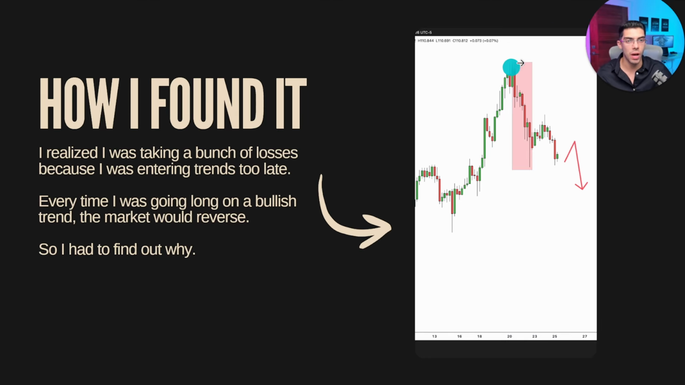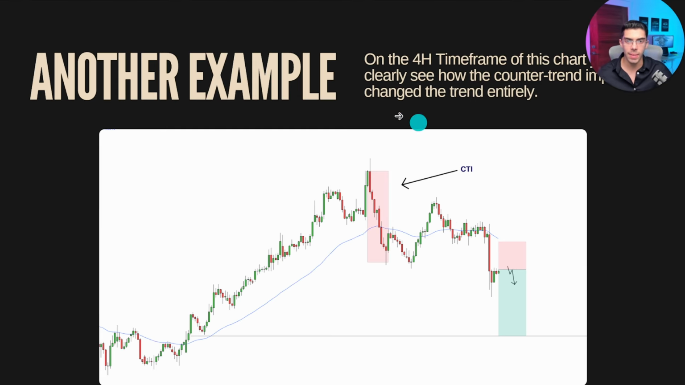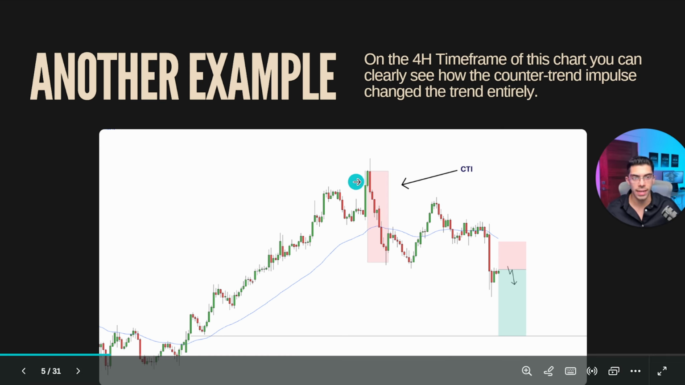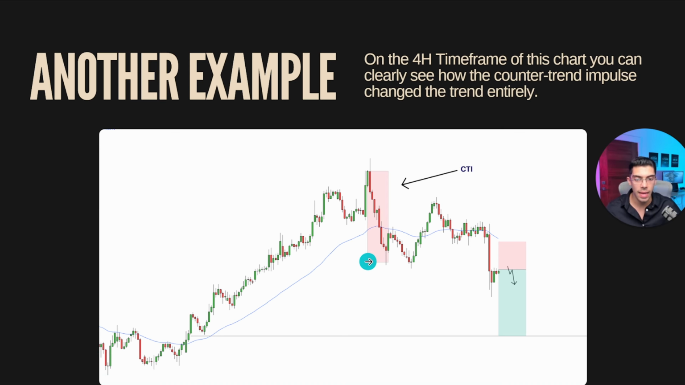That's when I started to spot something like this happening. Another example right here, this chart is on the 4-hour time frame. So if you really look at this, what's happening here, the 4-hour time frame was bullish this entire time. And then you could see how this CTI moved down, completely changed the trend and completely changed the phase of the market. And then from there, we started to head downwards. So this movement right here is what we're going to use to actually profit from it. I'm going to show you exactly how we're going to do that now.